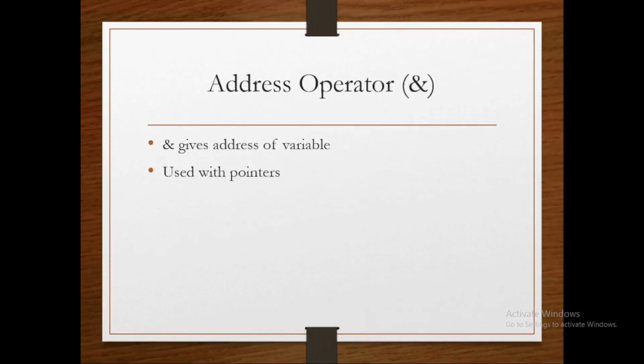Now, let's talk about the address operator. The & symbol is used to get the memory address of any variable. For example, if we write &a, it gives the address of variable a. This is how we connect a normal variable to a pointer.